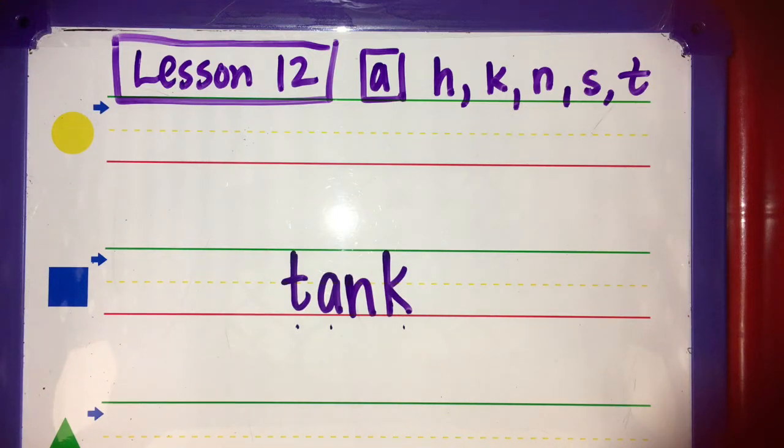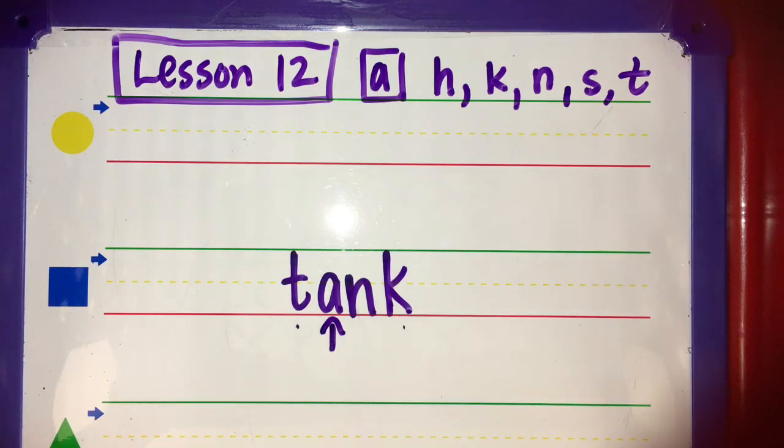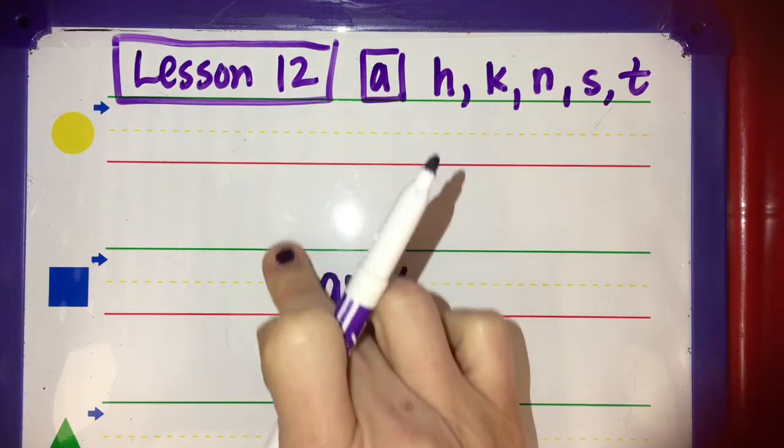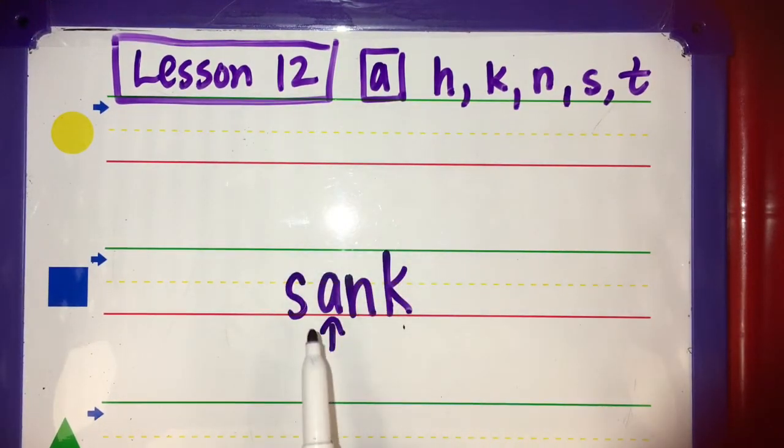Our next word is sank. Get ready to segment. S-A-N-K. Sank. Notice that with the word tank and sank, this A is no longer short. It's a long A because I can hear it says its name. T-A-N-K. Tank. S-A-N-K. Sank. So I know that the first letter needs to change from a T to an S. Get ready to segment. S-A-N-K.